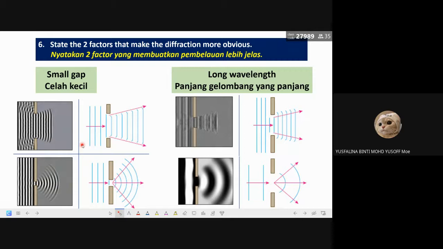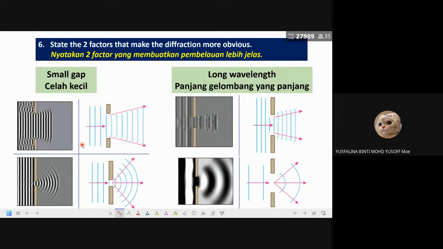Okay. So the first one is the gap, or the barrier. The smaller the gap, the more obvious the diffraction. And then another one is the wavelength. The longer the wavelength, the more obvious the diffraction.